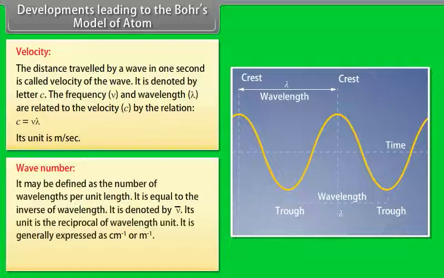Wave number. It may be defined as the number of wavelengths per unit length. It is equal to the inverse of wavelength. It is denoted by mu bar. Its unit is the reciprocal of wavelength unit. It is generally expressed as 1 by centimeter or 1 by meter. Mu bar is equal to 1 by lambda.